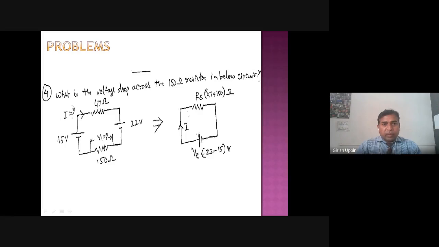Next problem. What is the voltage drop across the 150 ohm resistor in the below circuit? So this is the circuit given. In the circuit, what you see is there are multiple resistors and multiple voltage sources. First thing, what do we have to find? We have to find the voltage across this. How can I find the voltage? If I know the current, V is equal to IR, I can find the voltage. First thing, in this circuit, are the resistors connected in series or parallel? That is the first thing we have to decide.